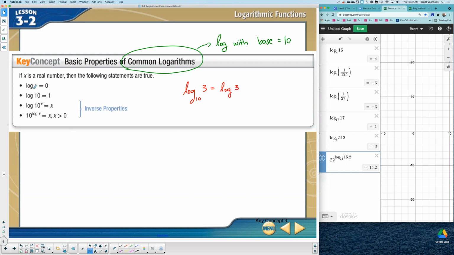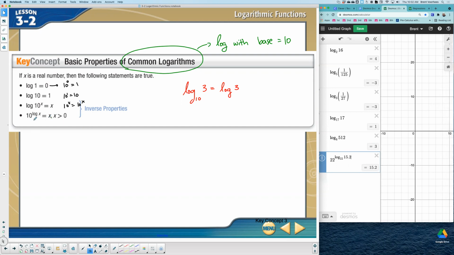And so moving over here, this is the same thing. It's saying the base of 10 raised to the power of 0 equals 1. This is saying 10 to the first power equals 10. This one's saying 10 to the power of x equals 10 to the power of x. And finally, this is saying 10 raised to the power of log x is equal to x. That's what they're all saying.